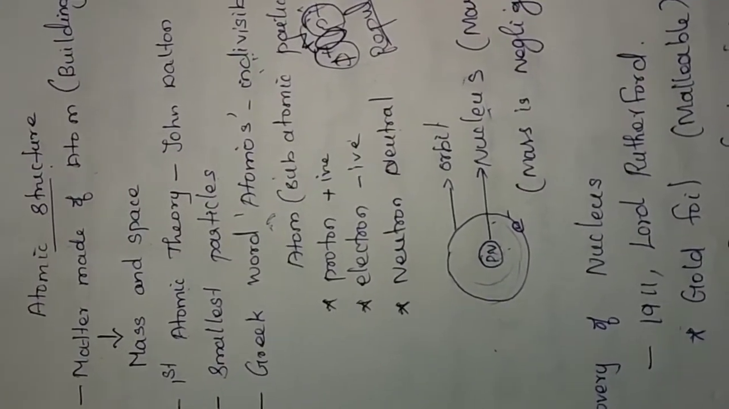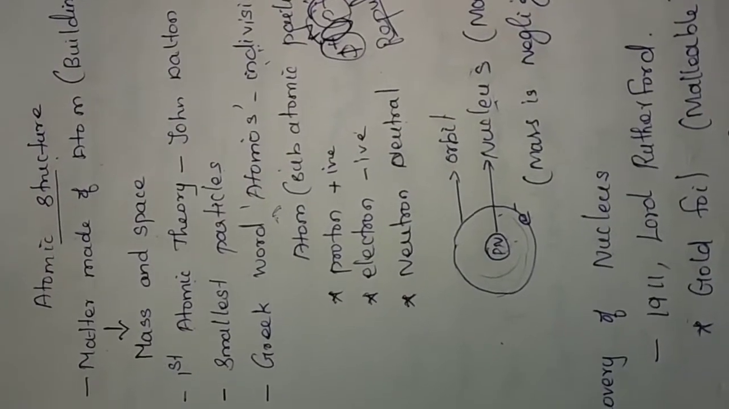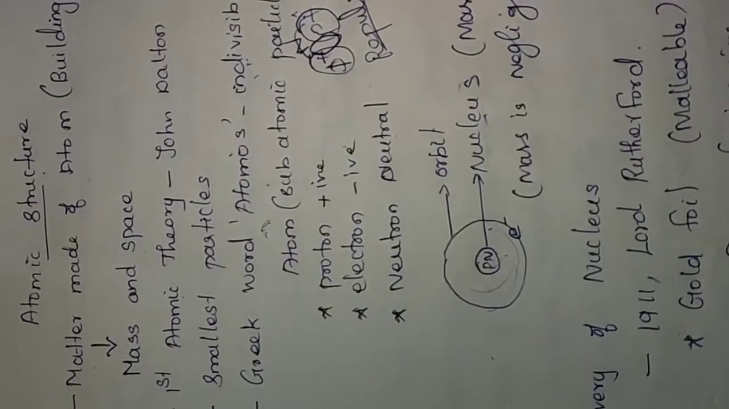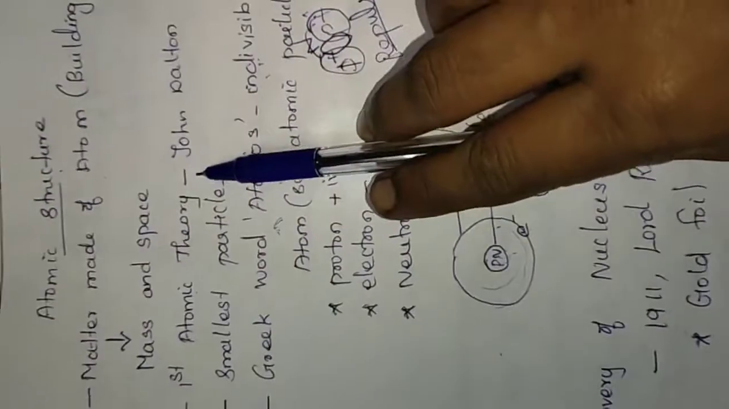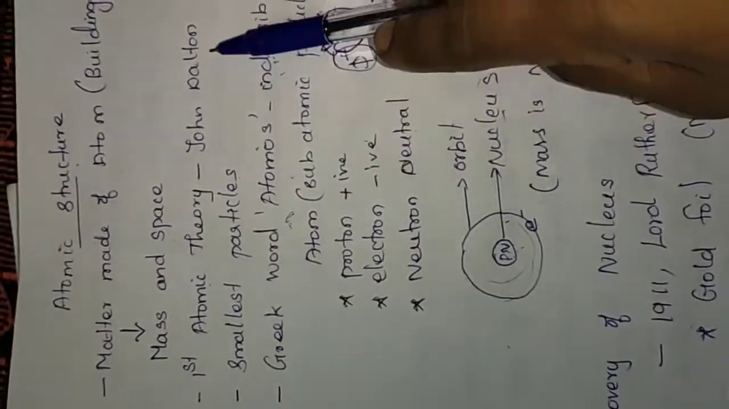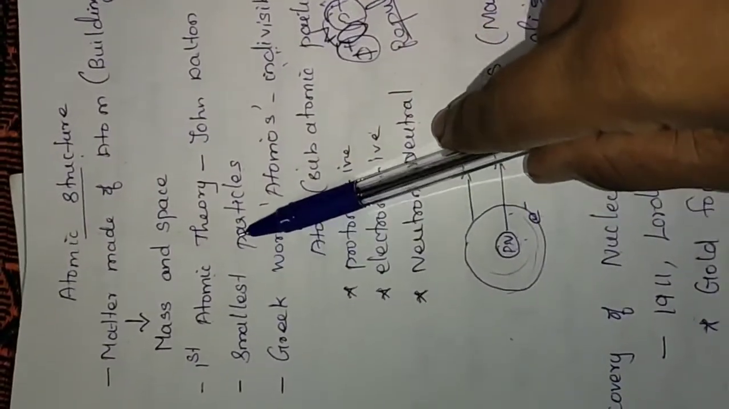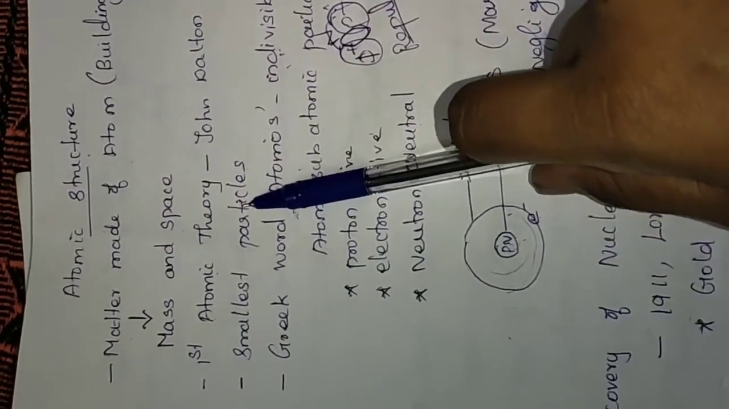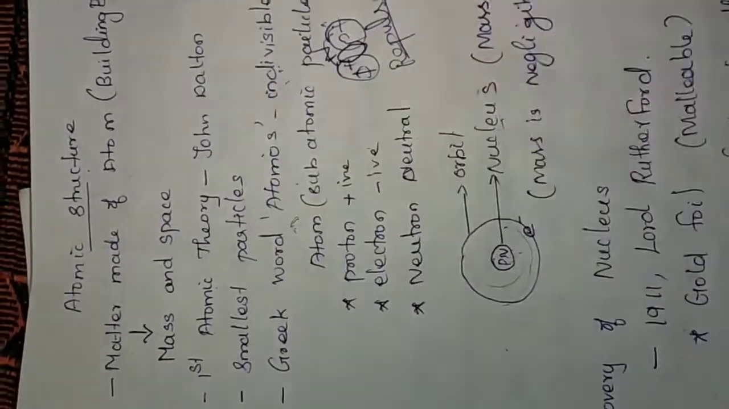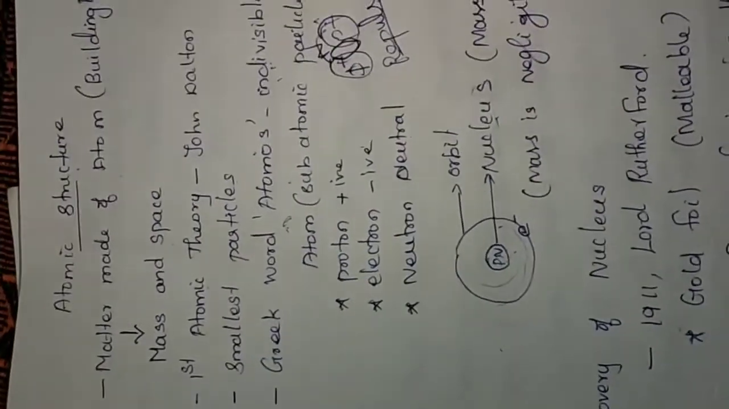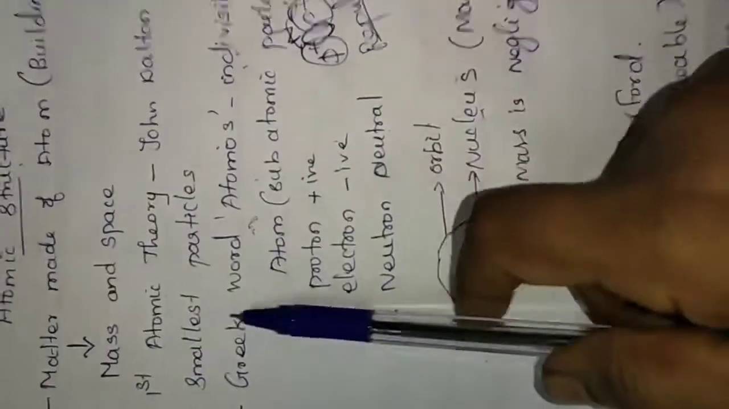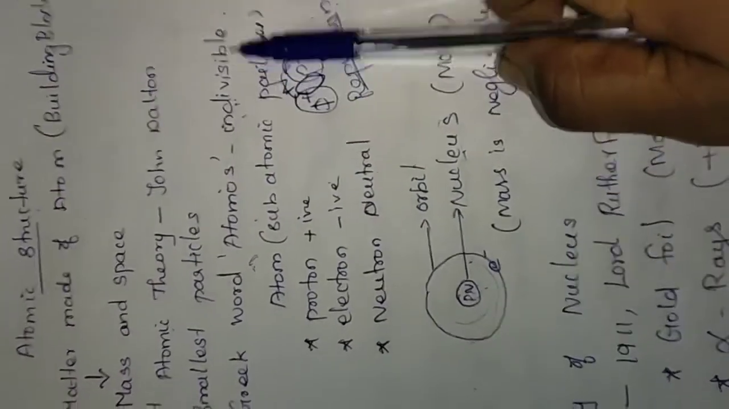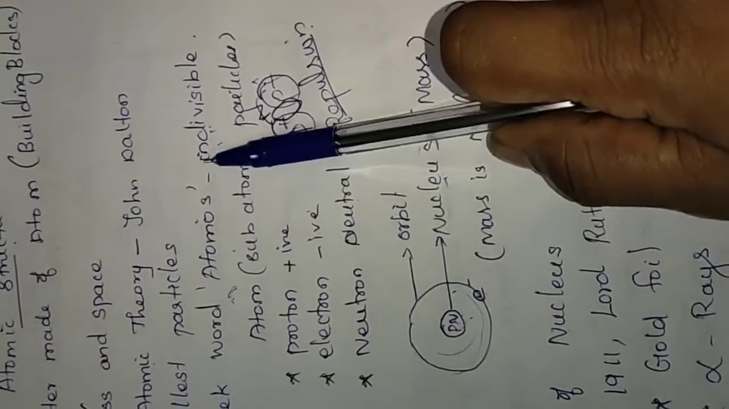Atoms. And the first idea regarding the atom was given by the scientist John Dalton. The first atomic theory regarding the atom was proposed by John Dalton. He is the scientist who named the smallest particle as atom. He took this word from a Greek word, atomos. The meaning of atomos is indivisible. According to John Dalton, atoms are indivisible.